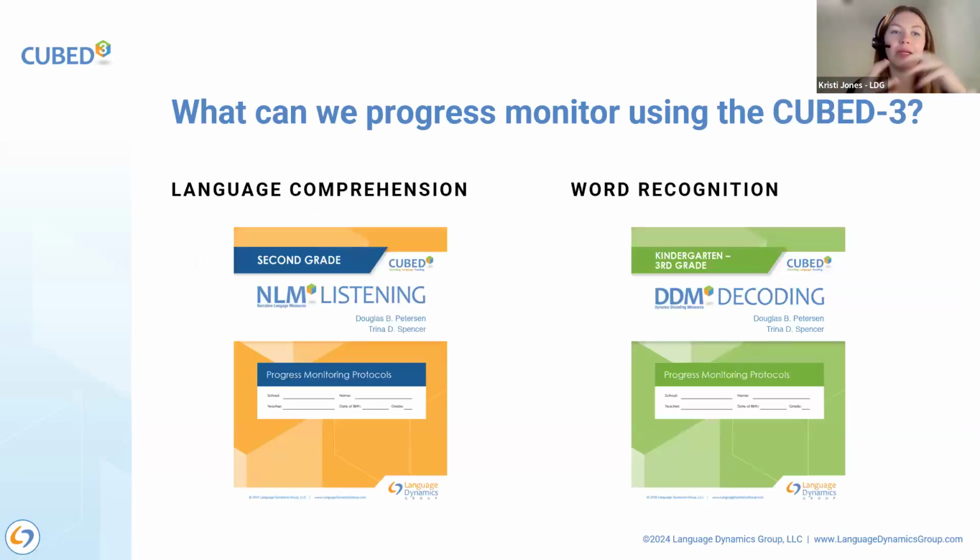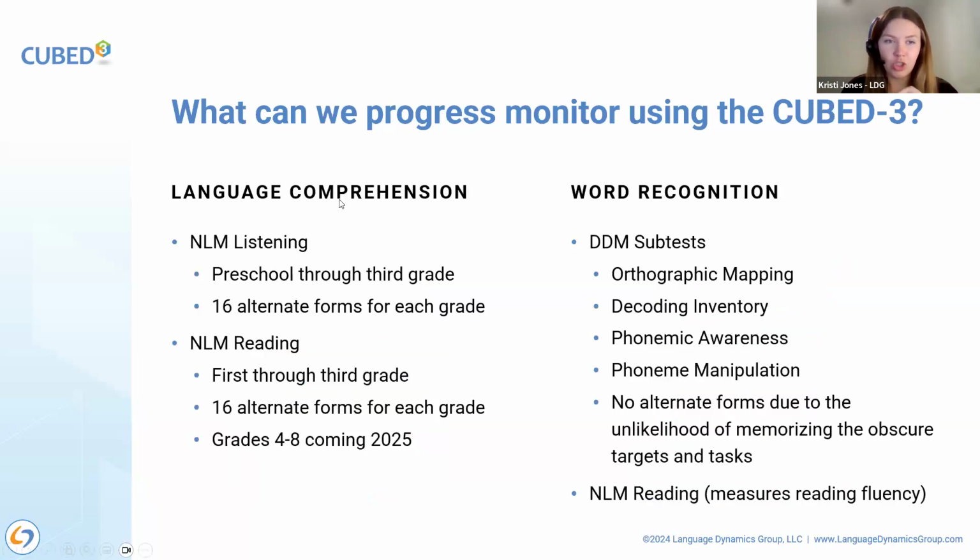Well, that's going to encompass language comprehension and word recognition. Every single subtest within the CUBED that you're able to utilize for benchmarking, you can also utilize for progress monitoring. It's a wonderful thing. We've got the NLM listening and NLM reading forms to progress monitor for language comprehension. So under this language comprehension strand, we've got NLM listening, that's for preschool through 3rd grade.